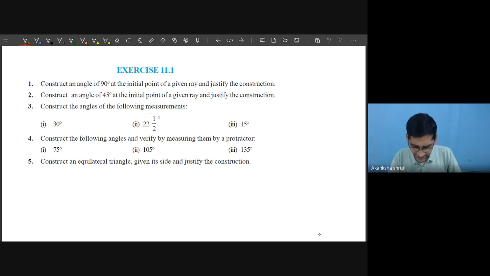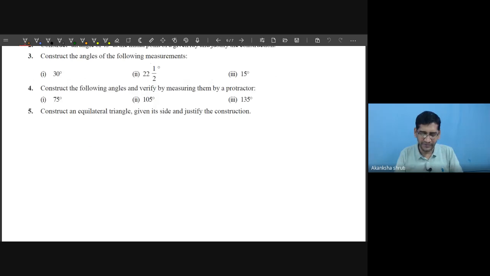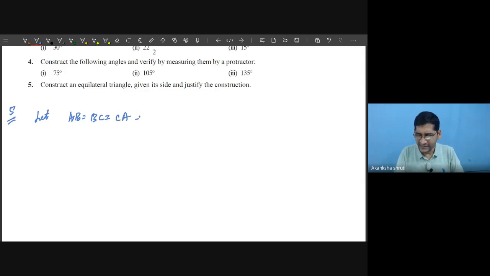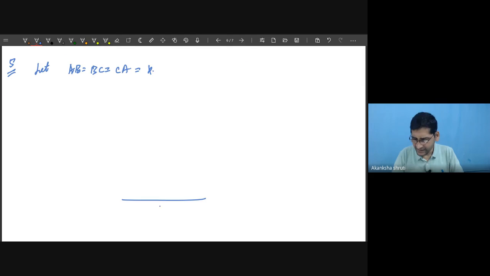This way you can do it. Construct an equilateral triangle with a given side. An equilateral triangle with a given side means all the sides are equal. Let AB is equal to BC is equal to CA. Don't worry about this. You may take any length. Let us say the length be K. So you will just take this K here, any length you can.